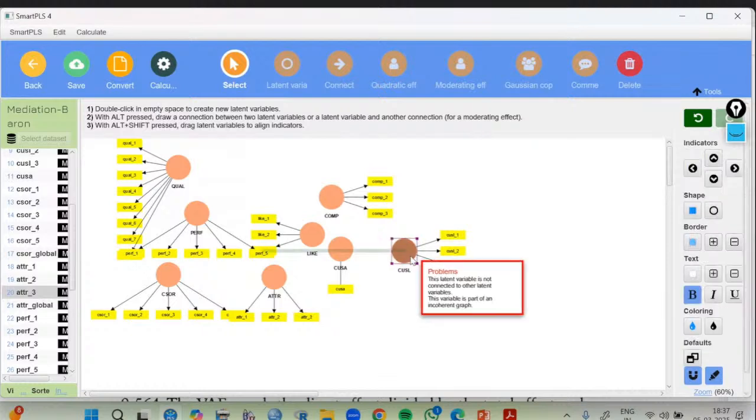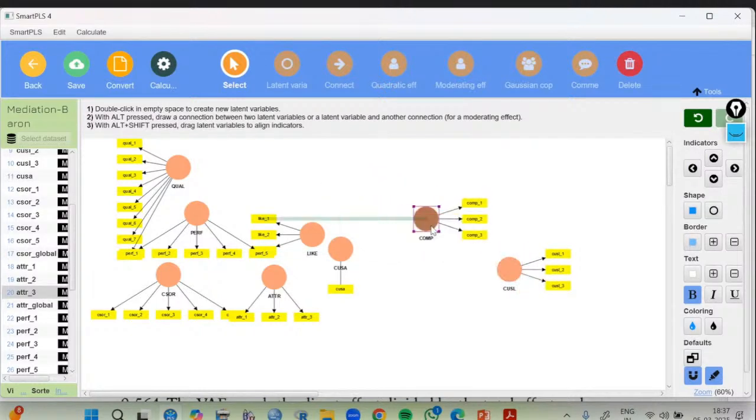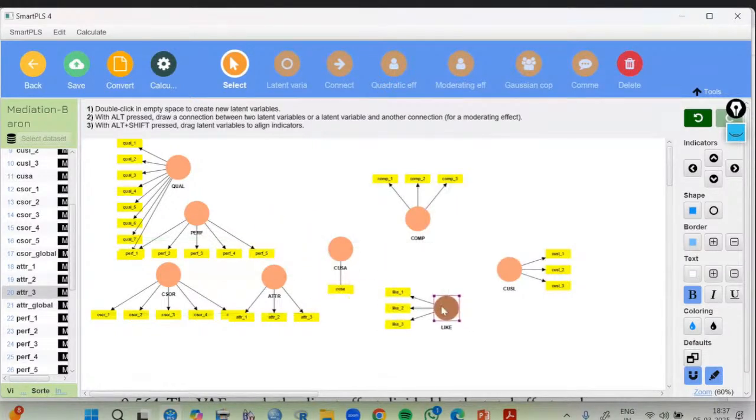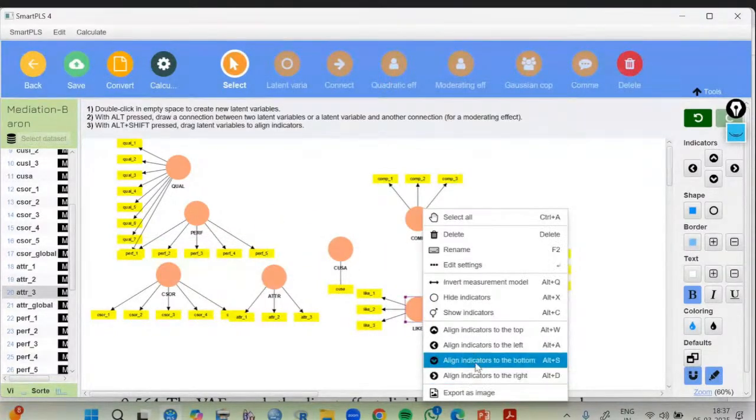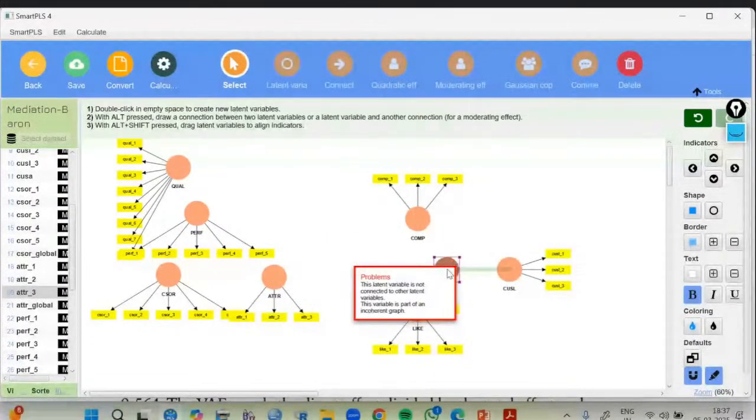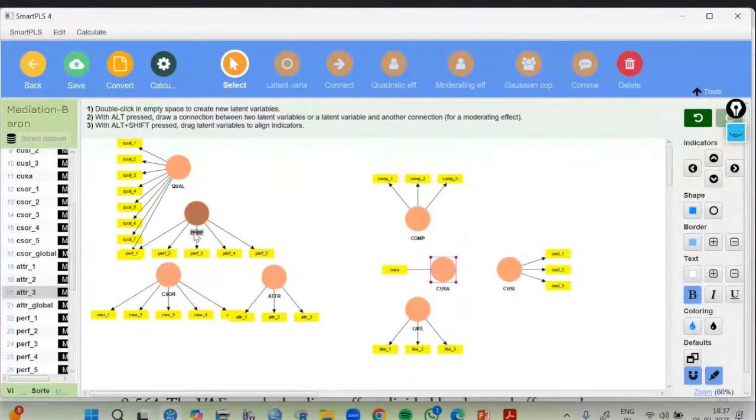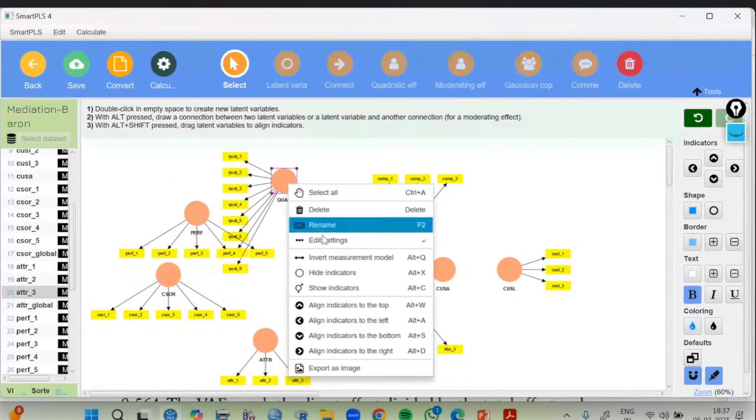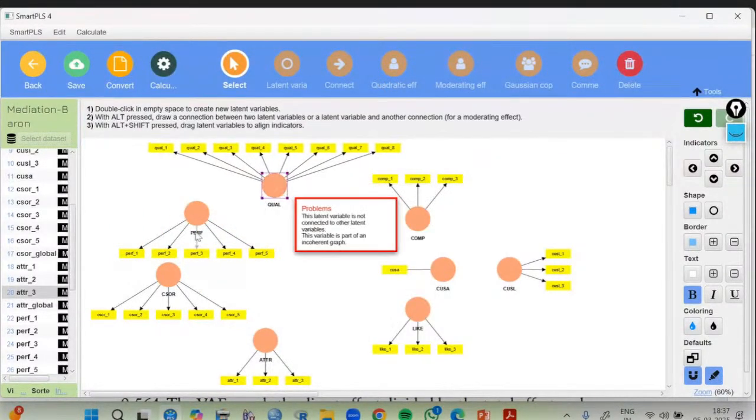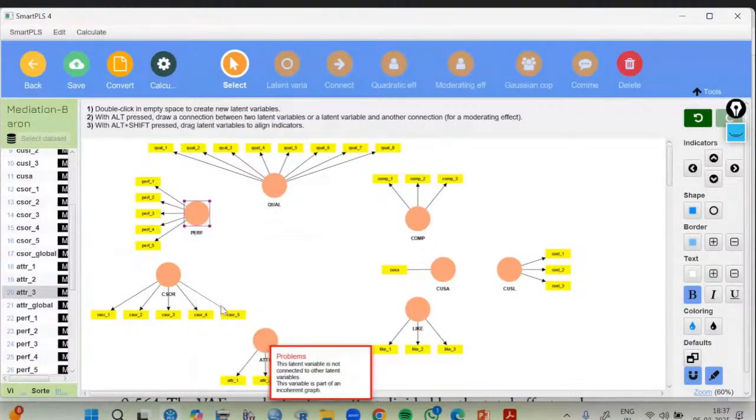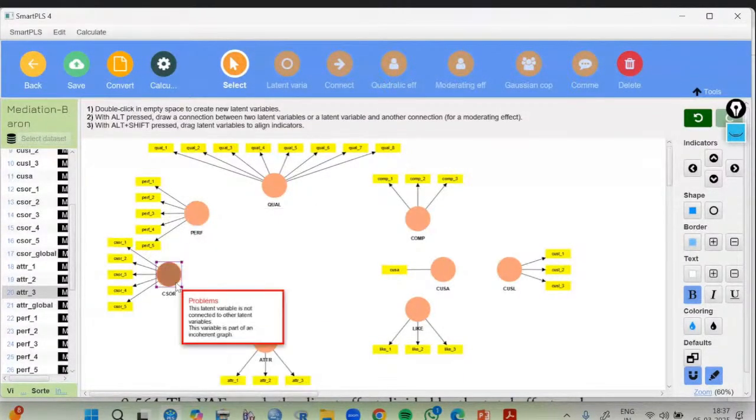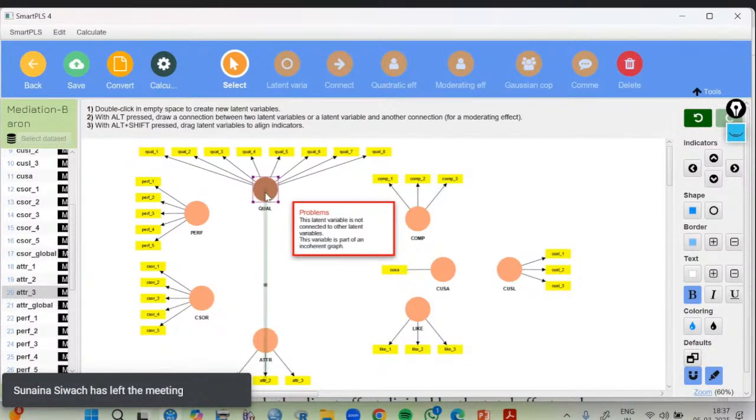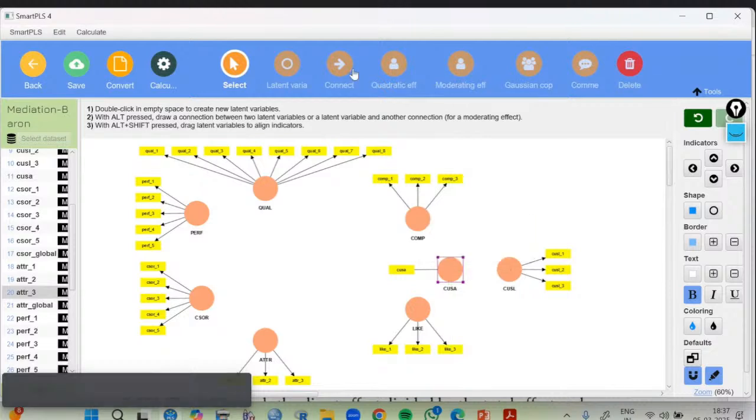So it is very easy. You can make your path diagram within 2-3 minutes. Then bottom, left align, top, left, left, and then connect.